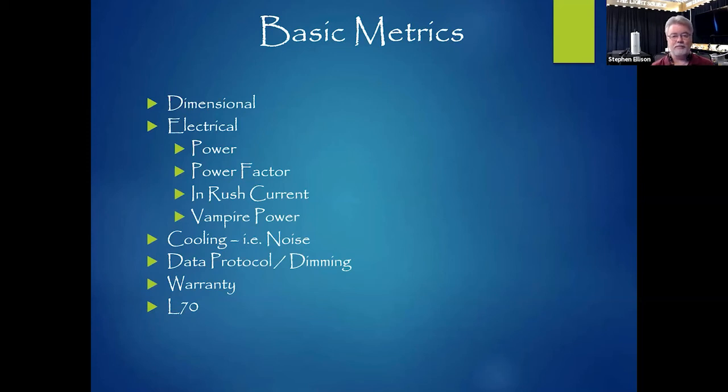Data protocol, dimming, that's a basic metric. If you're going with something other than DMX, you're going to have trouble getting good, clean dimming. It doesn't affect most of the theatrical fixtures you're going to deal with, because they're all going to be DMX. It's going to affect your house lights, where they make a difference.